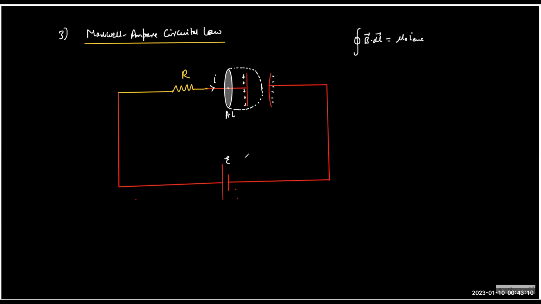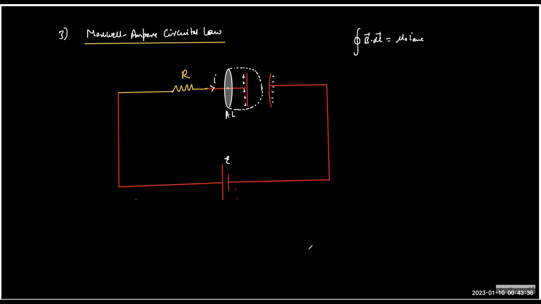But if a law is universal, it should be true in all cases, isn't it? So to resolve this ambiguity, what Maxwell proposed was another variety of current. And what he named that current, if you remember? Anyone? Displacement current. Very good.